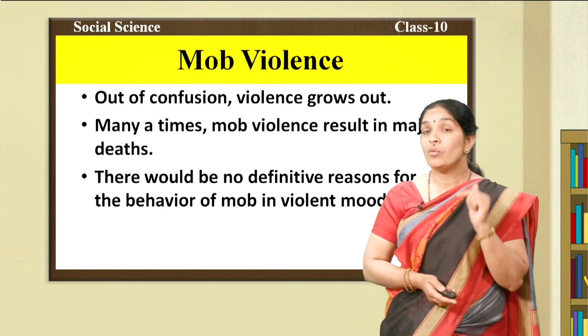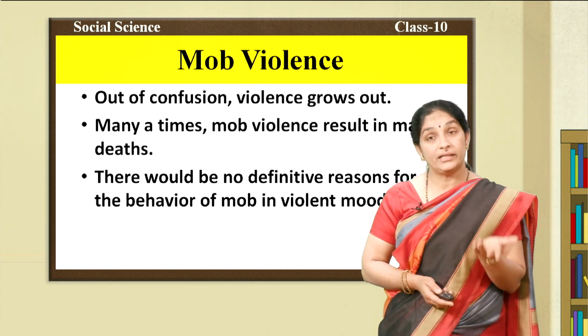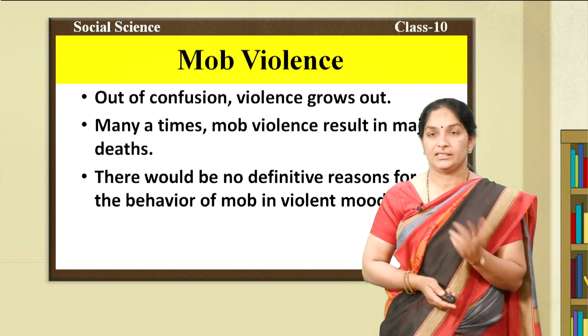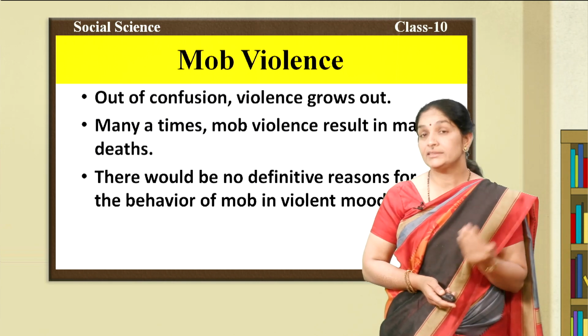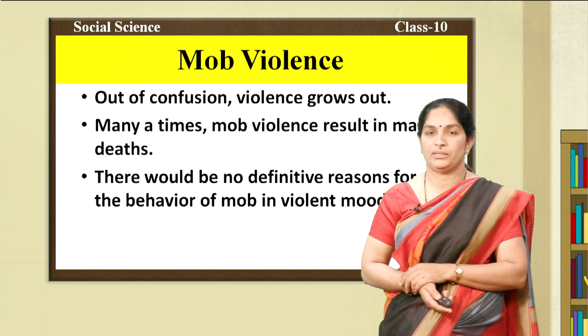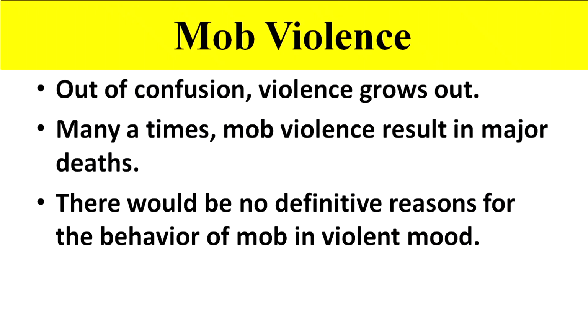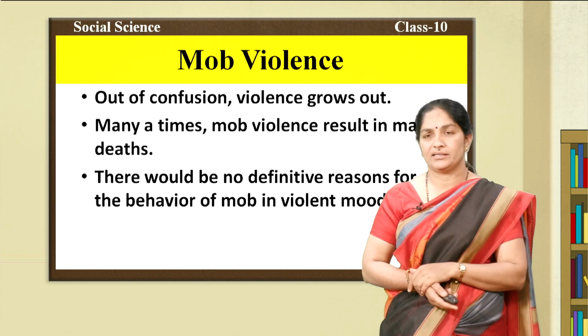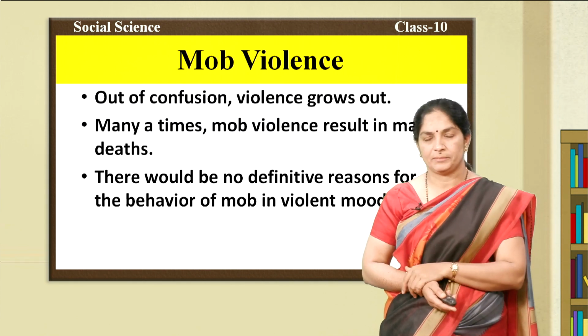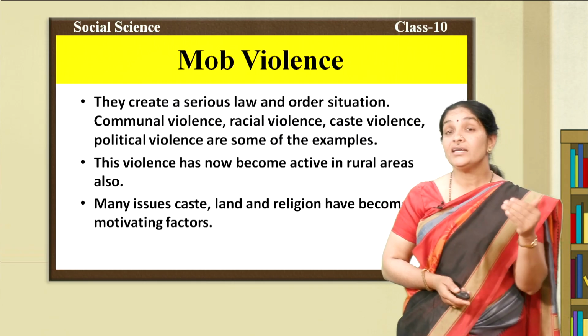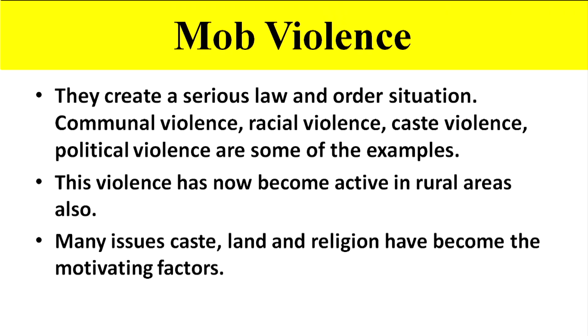Many a time mob violence results in major deaths also. There may be deaths in the mob violence. The mob violence resulted in the deaths of people, and there would be no definitive reasons for the behavior of mob in violent mood. There may be no definitive reasons. It is unexpected, but the violence takes place. And they create a serious law and order situation sometimes.